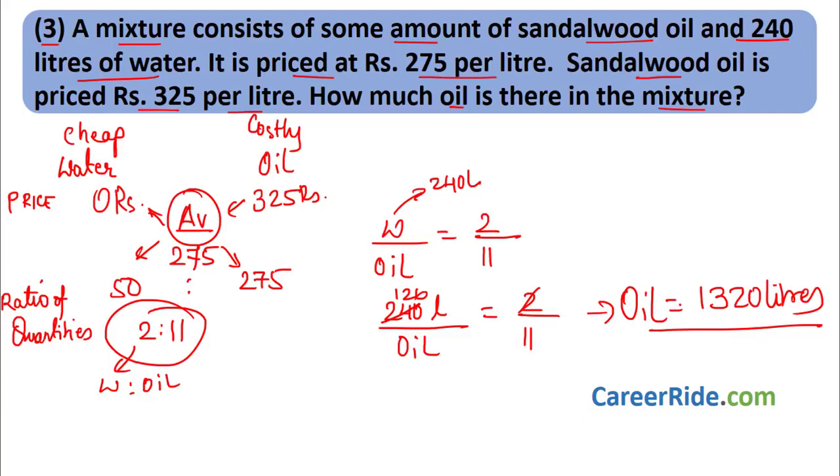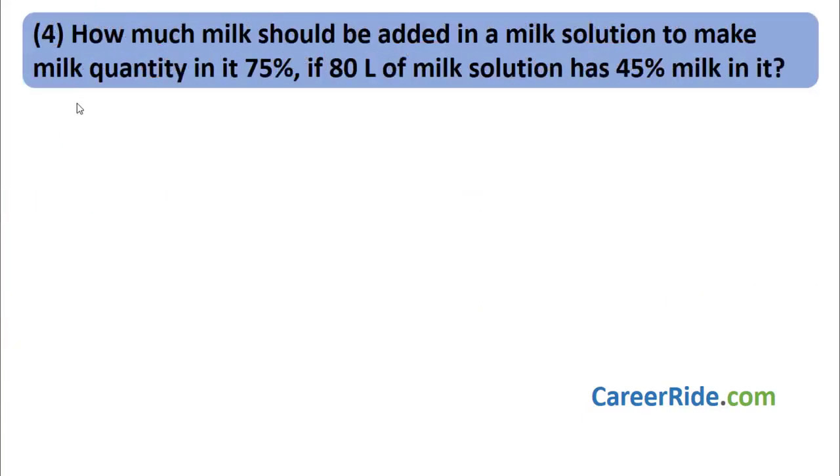Moving to question number 4. How much milk should be added in a milk solution to make the milk quantity in it 75% if 80 liters of the milk solution has 45% milk in it? Now directly by observation we can see it is related to percentages and it is very easy. So we might not need the formula, but let's try to solve it first by logic, and if we are not able to solve it, we'll try it with the formula.